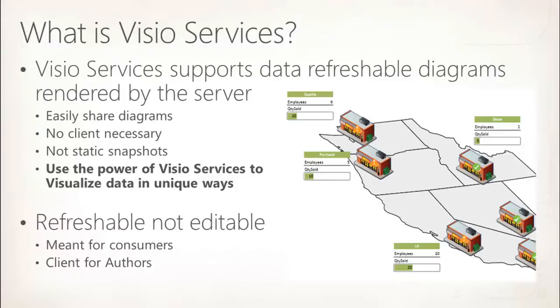Any of those capabilities, let's say in this scenario we had a new store come online, maybe in Northern California, we'd have to open up that diagram, add the store shape, data connect it to wherever we're getting our data from, and then save it back to SharePoint. Okay?